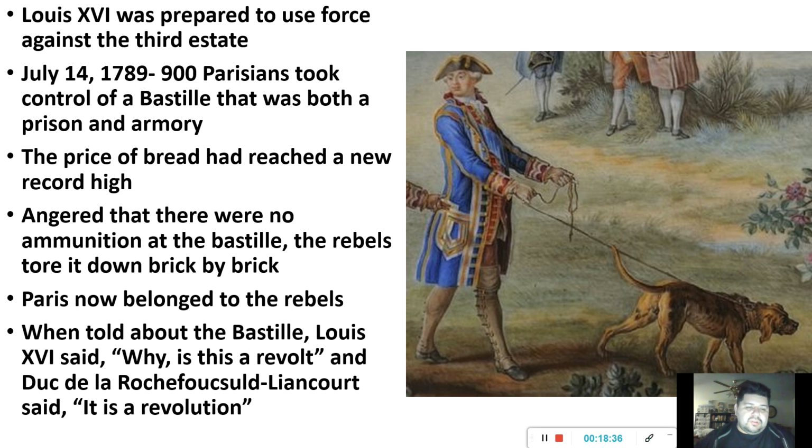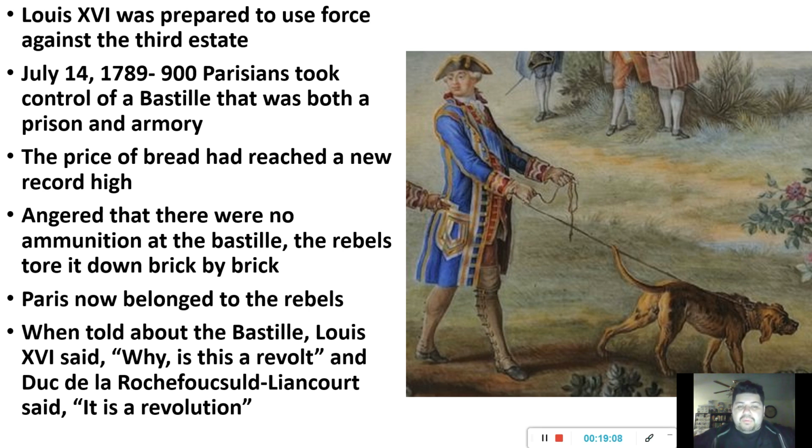So the mob of those people basically destroyed the Bastille brick by brick. They tore it down. They chopped at it with axes, things like that. To the point where they even used their hands and feet to try to break it off and destroy the Bastille.